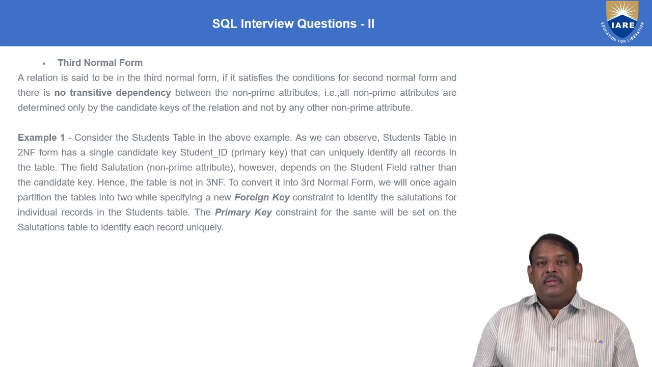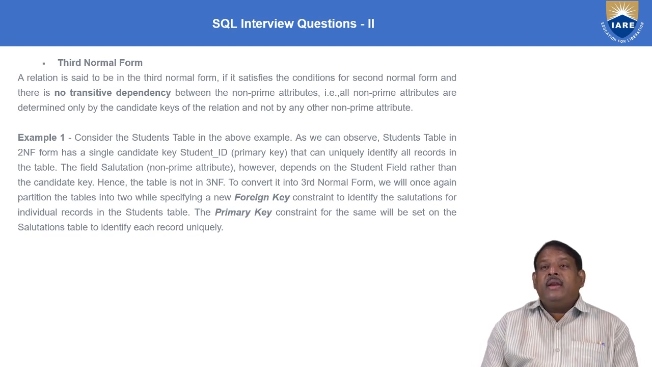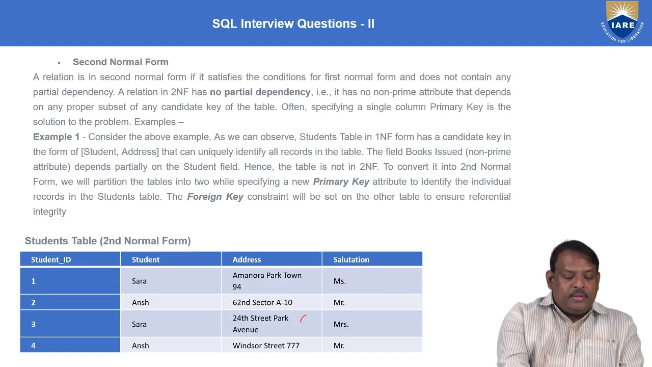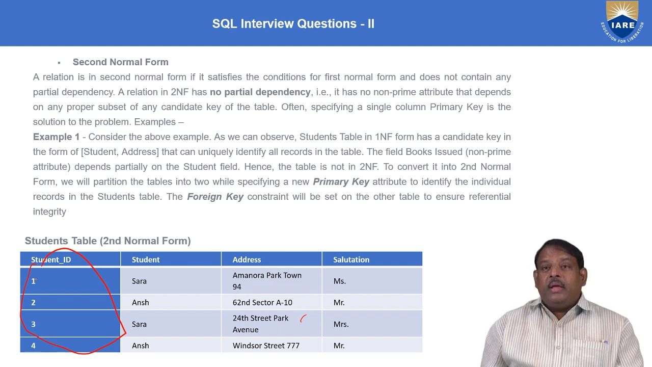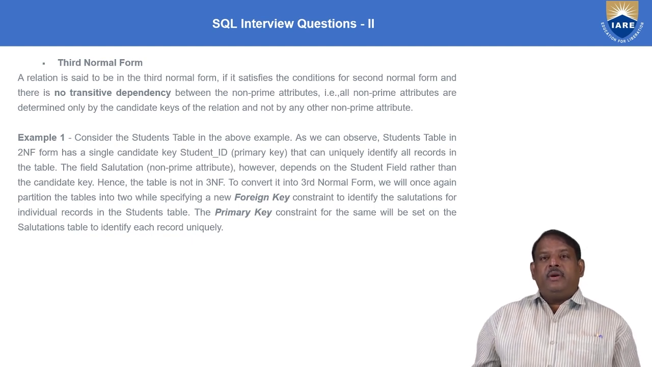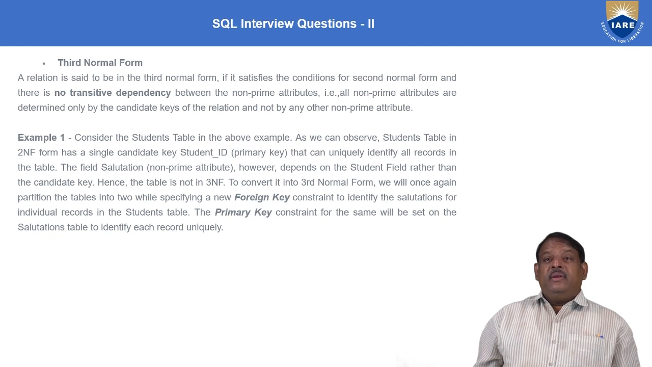So now we consider the example, the student table. The second normal form has a single candidate key called student ID, and it can uniquely identify all the records. This can be a primary key. As you can observe, the student table in the second normal form has a single candidate key, student ID, the primary key, that can uniquely identify all the records in the table.